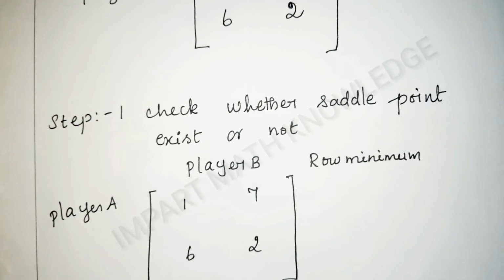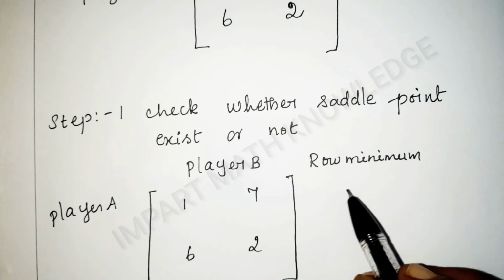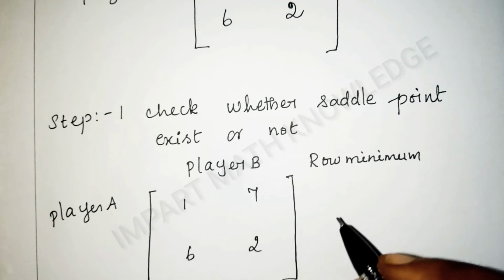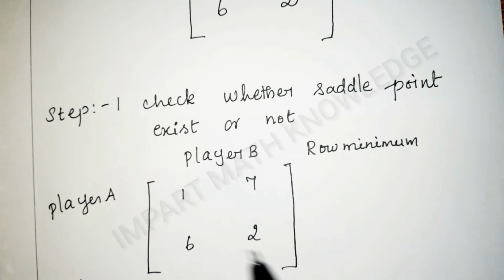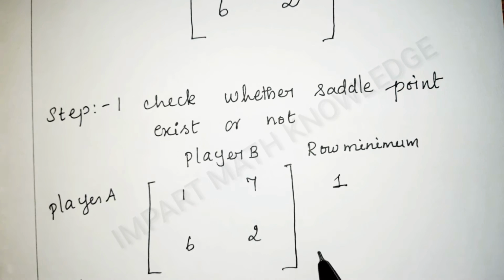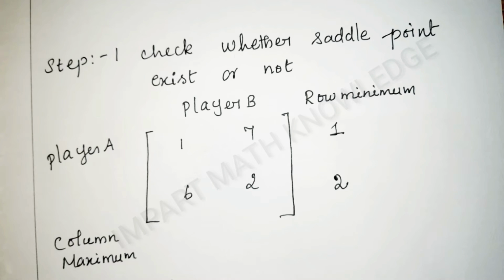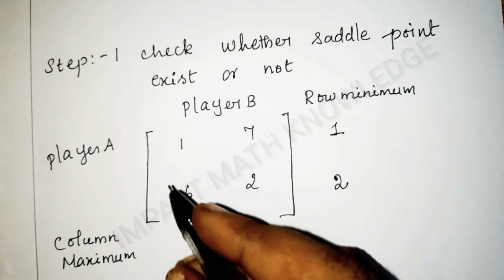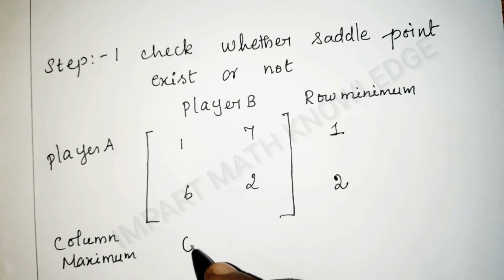First step, you have to check saddle point exists or not. So for that, select the least element from each row. In the first row, least number is 1. The second row, least number is 2. Now select the maximum value from each column. The first column, maximum value is 6. Second column, maximum value is 7.